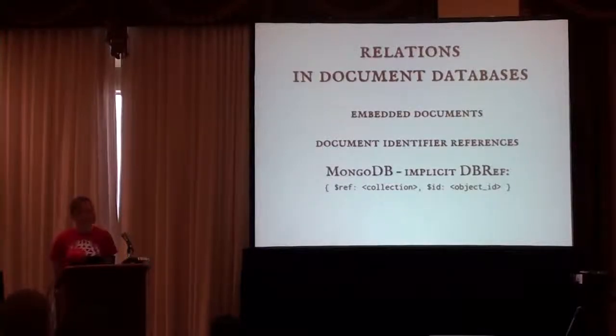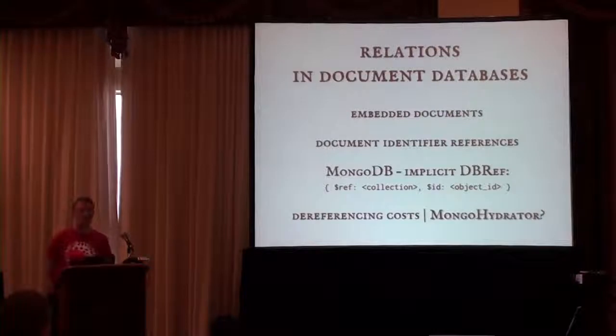And in MongoDB, you actually have implicit DBRefs if you create a hash that has a $ref key with the name of a collection and an $id key with the object ID. This can be dereferenced either by your driver. You can basically say, this is the way foreign keys, in a way, are stored, and you can dereference it very easily. But it's always costly. We usually do this on the client side. If we want to do it on the server side, we need to write functions that do that.